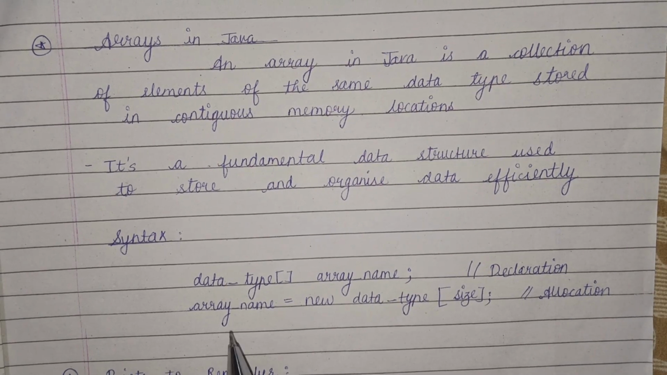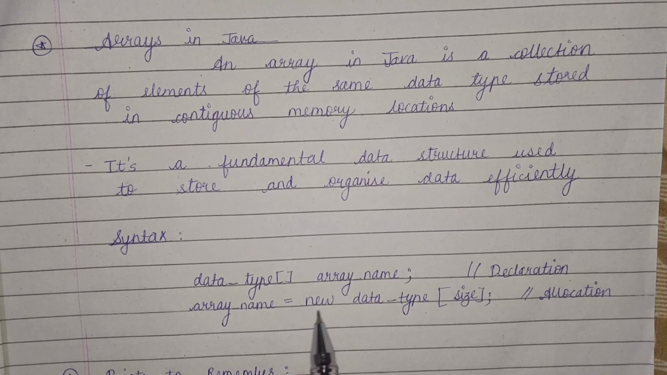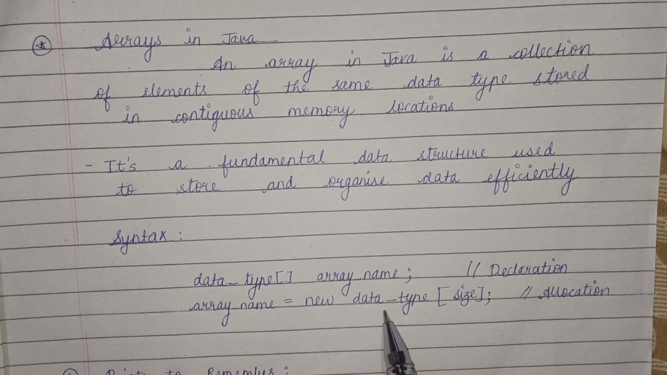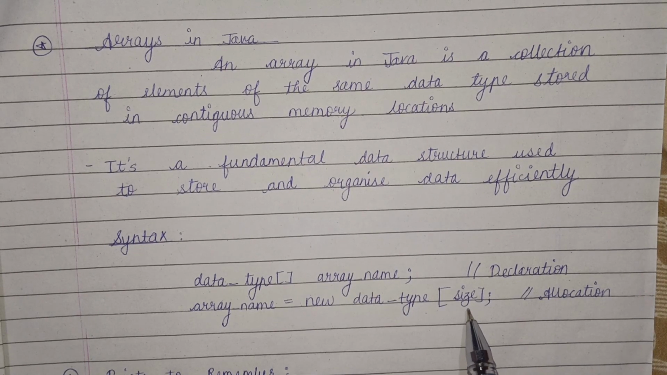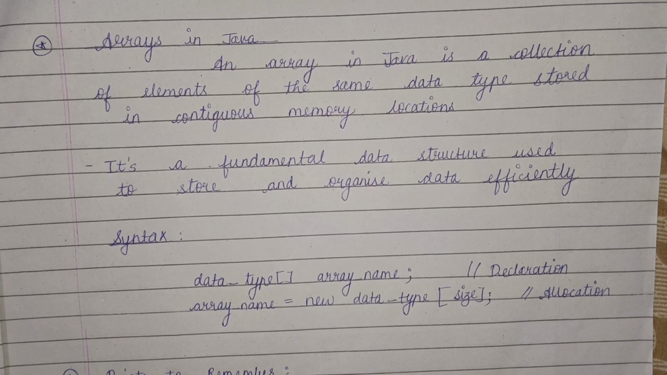So here we have to write the array name, and here we have to use the new keyword, which does dynamic allocation, and here we have to declare the data type, which type of data we have to store in the array, and here we have to declare a size. So let's say we have declared 5, it will internally create 5 blocks, and it will store the data accordingly.